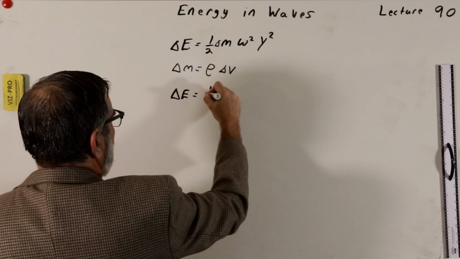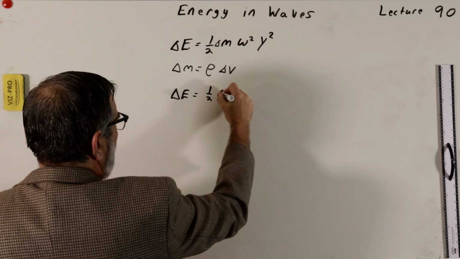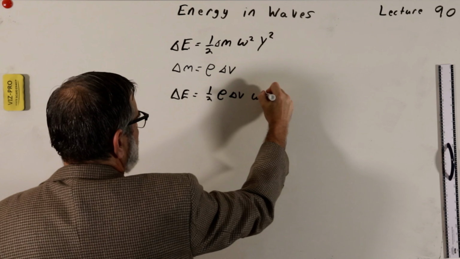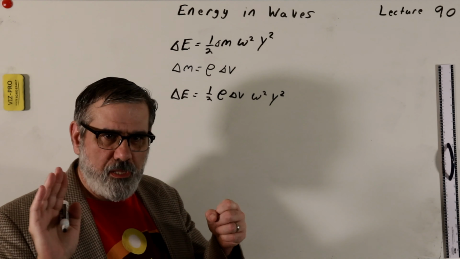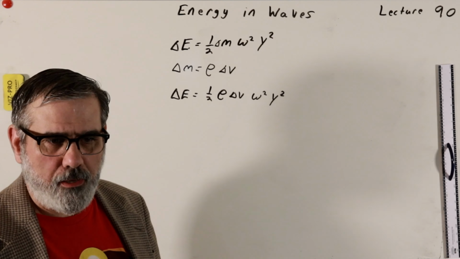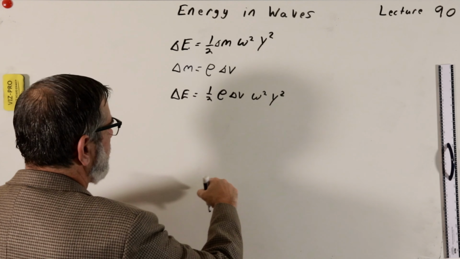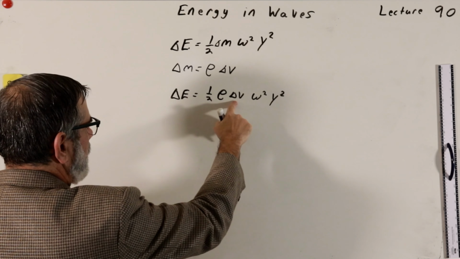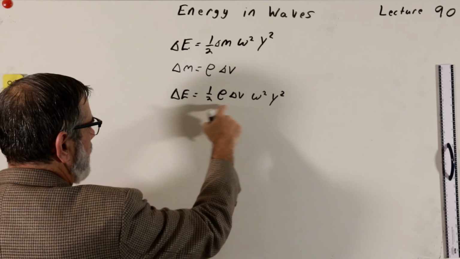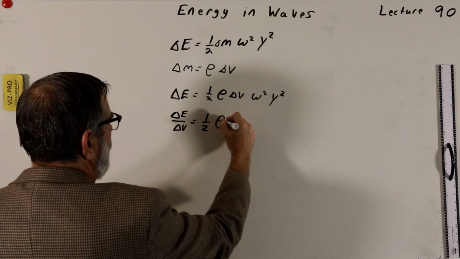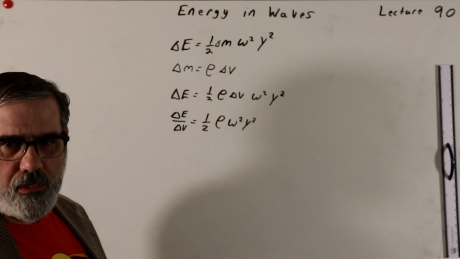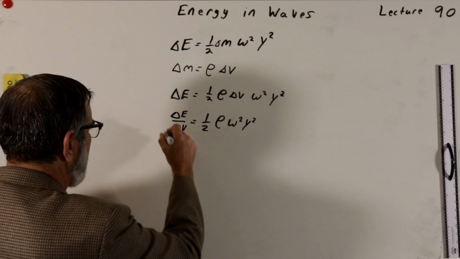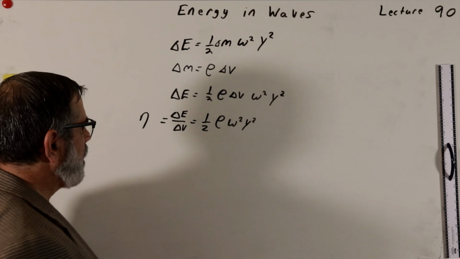So delta E is equal to 1/2. Instead of delta m, I'll use rho delta V, omega squared, y squared, that's the displacement. It could also be the longitudinal displacement if we're talking about a sound wave. So let me divide both sides by delta V, the volume. So I get delta E over delta V is equal to 1/2 rho omega squared y squared. But this, recall from the last section, is just the energy density, so this is really just eta that we talked about before.